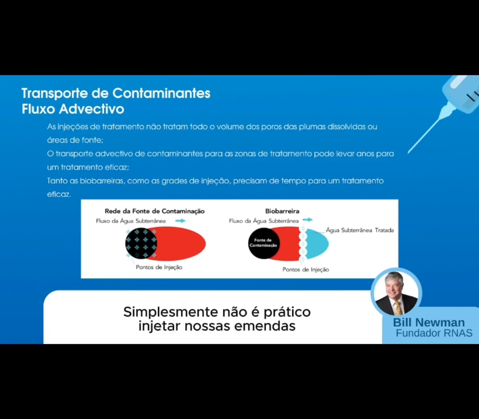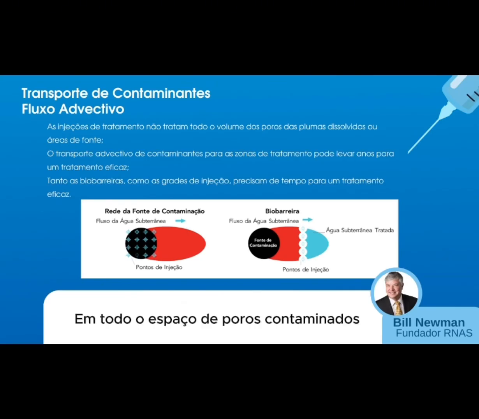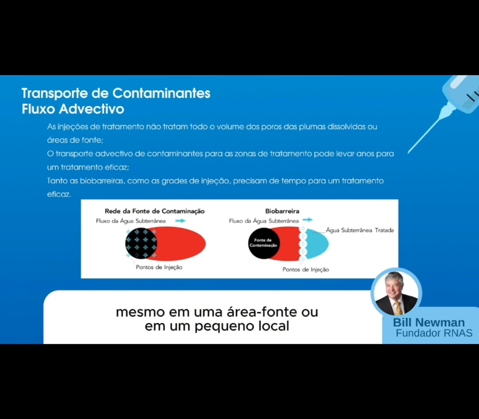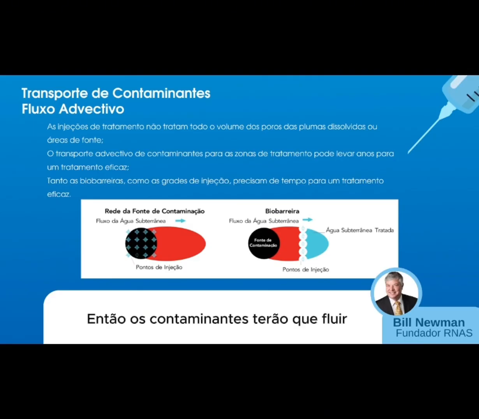Another reason we want longevity is that it's simply not practical to inject our amendments into all of the contaminated pore space. So even on a source area or a small site where we might use a grid approach, it's unlikely that we're covering more than 10 or 20% of that pore volume with our injection event. So the contaminants are going to have to flow by advective groundwater flow from where they're at initially into those treated zones.